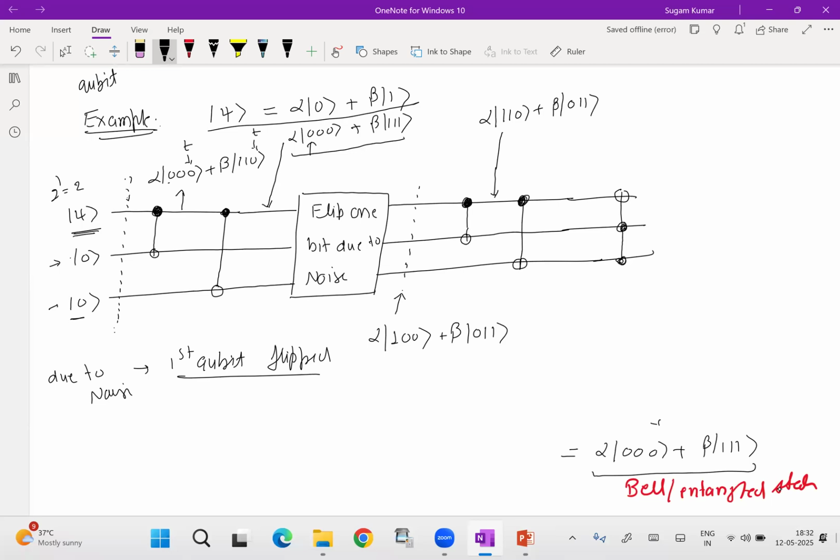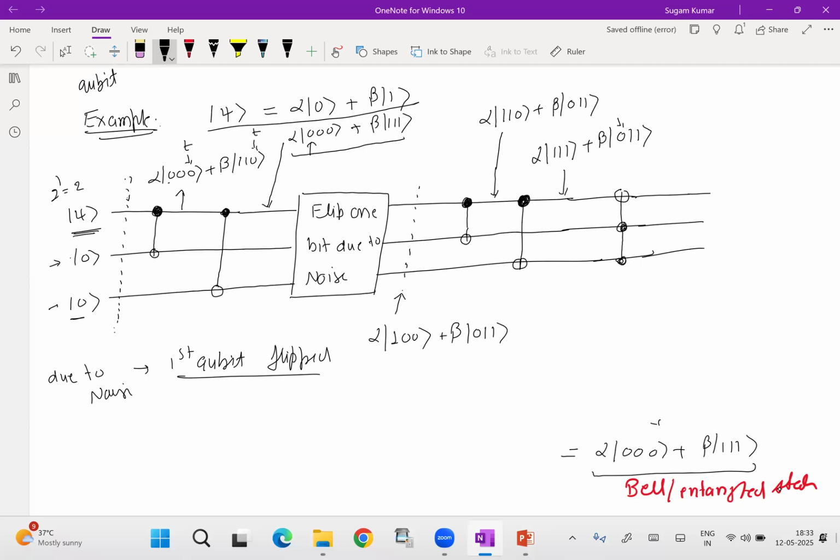Perfect. Then apply the second CNOT gate on this one. Tell me what happened to the first one. It becomes 1, 1, 1. Perfect. What happened to the second one? It is 0, 1, 1, correct? Because still the control bit is 0. The second one will remain 011.